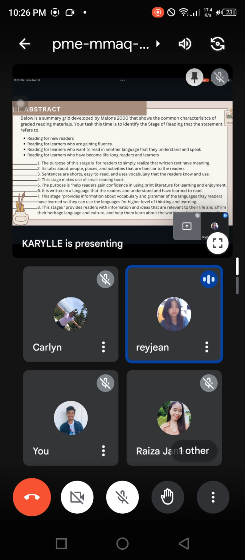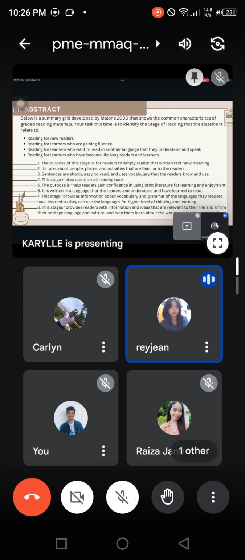As for number 2, it talks about people, places, and activities that are familiar to the readers. Ang sagot ko po dito ay reading for learners who have become lifelong readers and learners. Pwede po tayong magkaiba-iba na sagot, depende po sa pagkakaintindi po natin. Number 3, sentences are short, easy to read, and use vocabulary that the readers know and use. The answer here is reading for new readers.